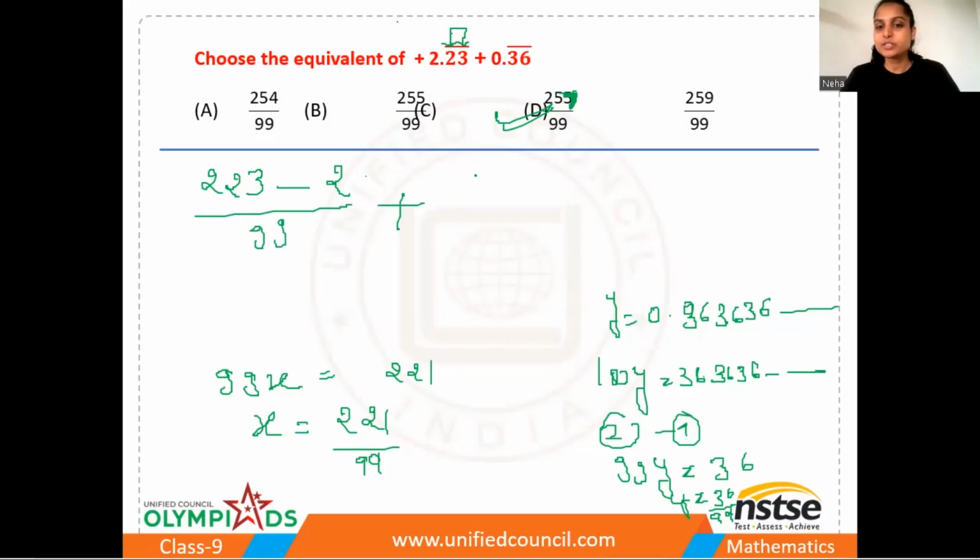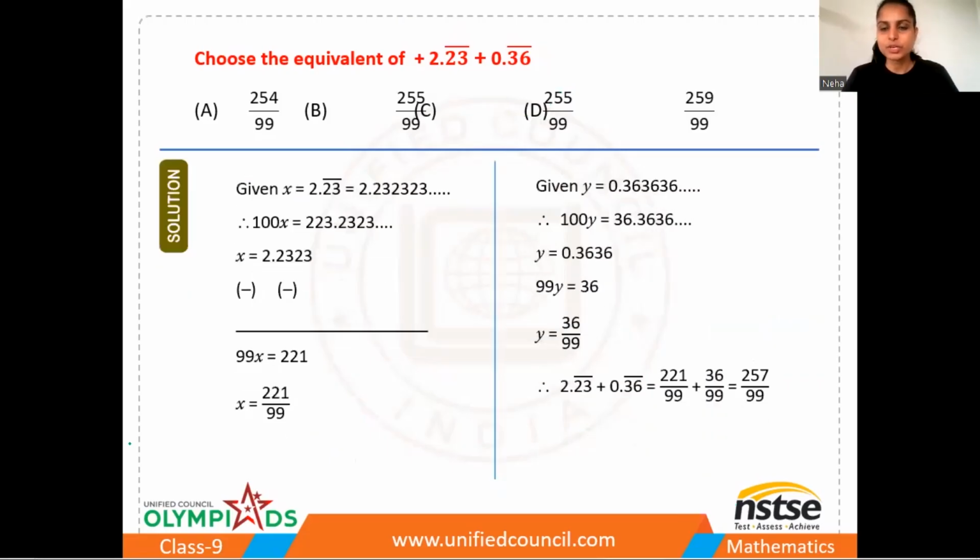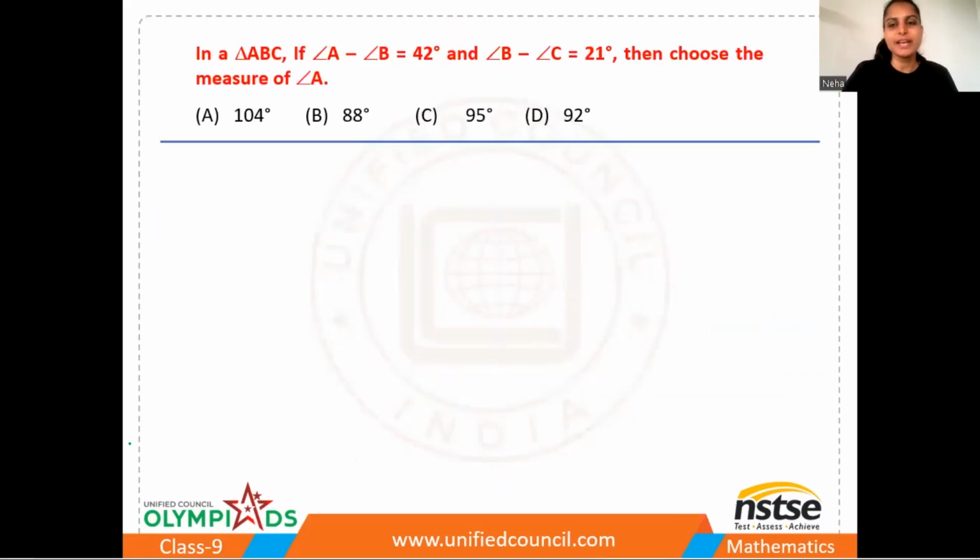Similarly, for 0.36 bar, just write the number. This is 36. On which digit the bar is not present, it is 0. And how many digits are there with bar? 2. So just write 9 2 times. So in a single step you can also solve this question. Perfect. So both the methods are discussed, and this is the detailed explanation for this question. Now let's move to the next question, students.